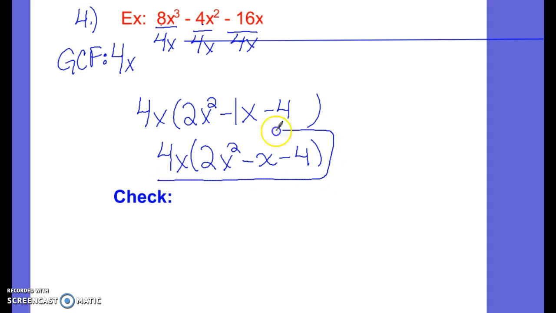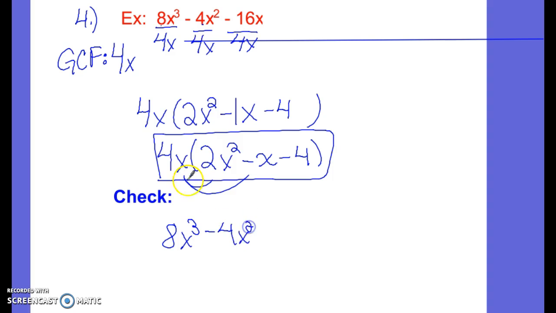There you have your answer. You can do a quick check. 4x times 2x squared is 8x cubed. 4x times negative 1 is negative 4x squared. 4x times negative 4 is negative 16x, which is what we had at the beginning. So there we checked it all out.